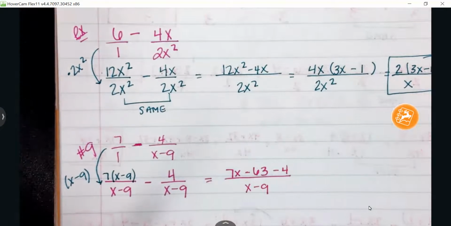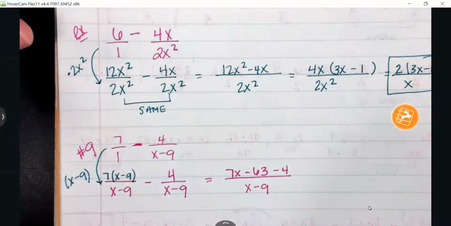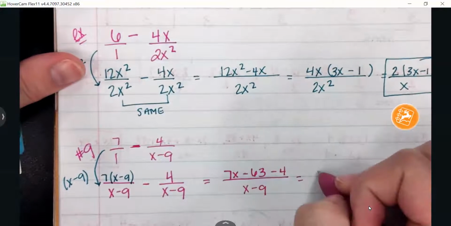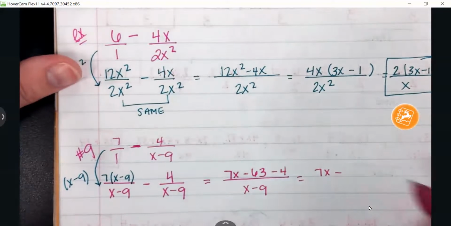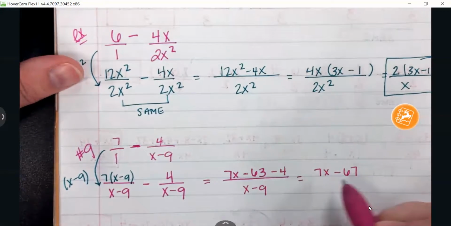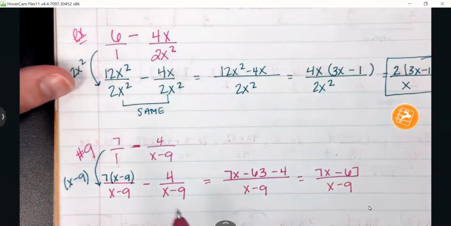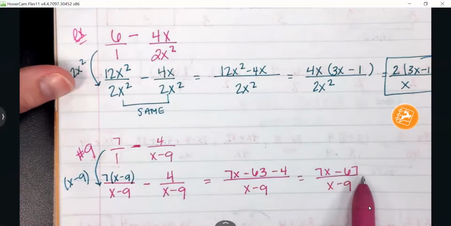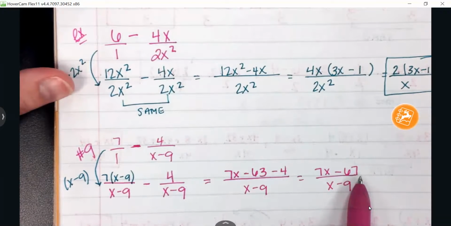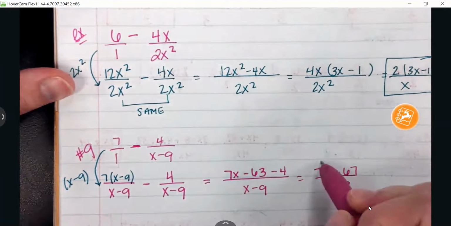So Claire, maybe I had the mistake. So I have 7x minus 67 over x minus 9. Does 7x and 67 have a GCF? Then this has to be my answer.